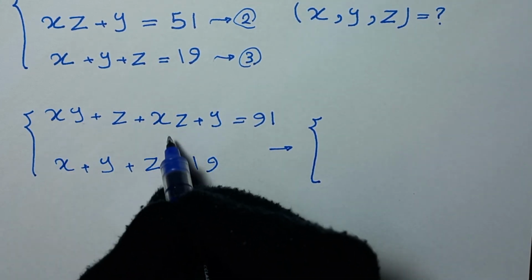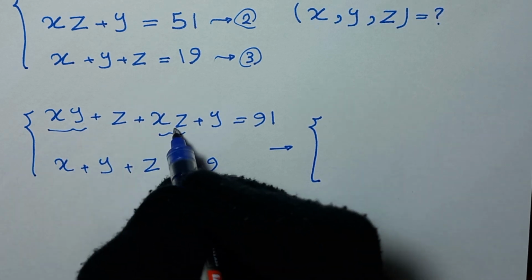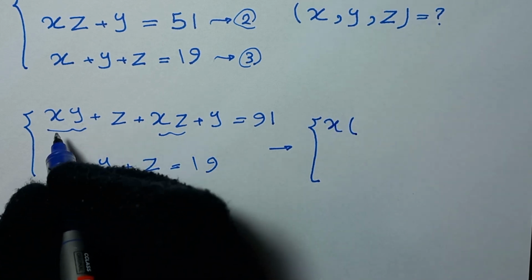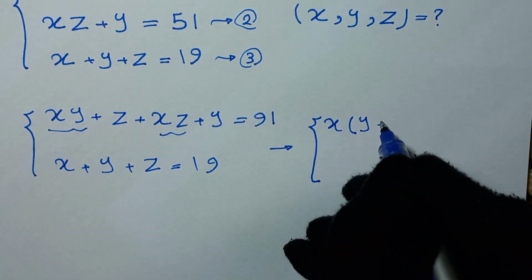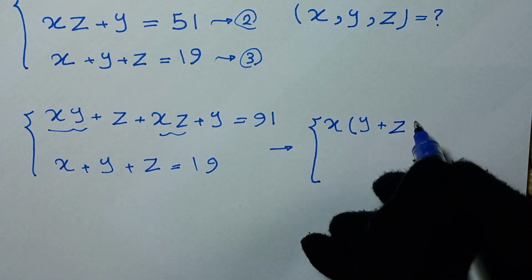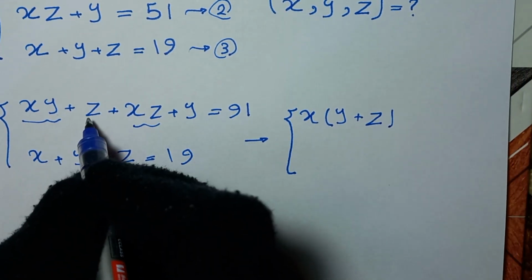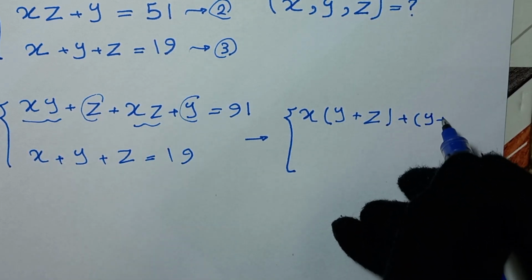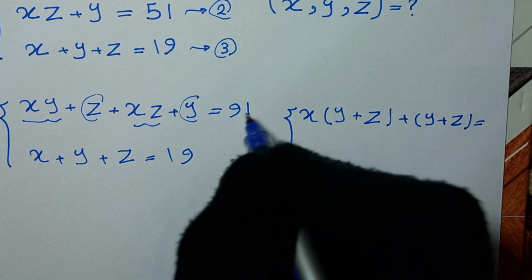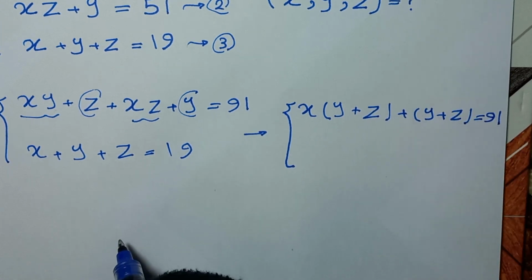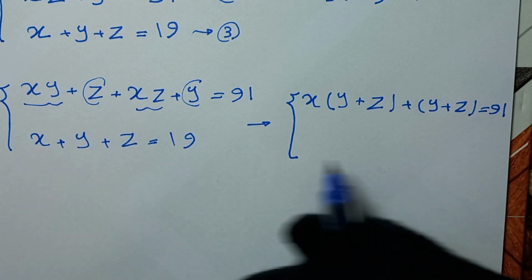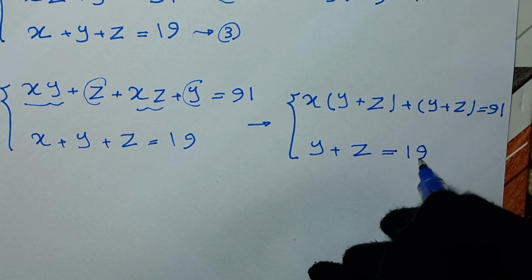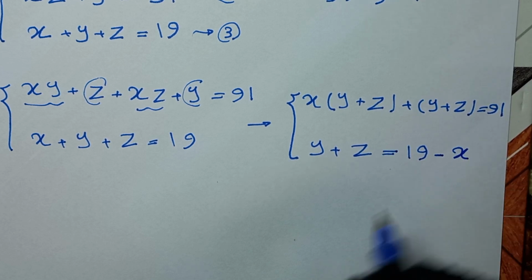Now xy plus xz, these two parts, x is common, so from these two parts we factor x, and we have y plus z. And we take these other two parts together, so it will be y plus z is equal to 91, right? And here we take this x to this side, and it will be y plus z is equal to 19 minus x, right?